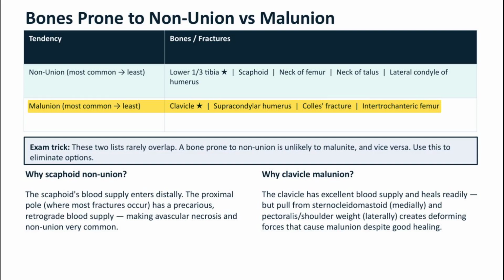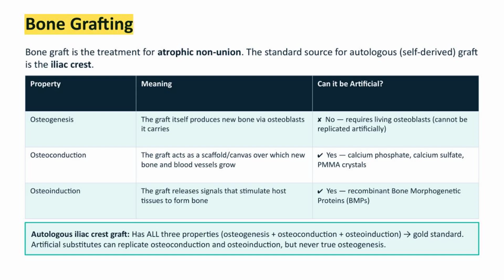These two lists rarely overlap. A bone prone to non-union is unlikely to malunite, and vice versa. Use this to eliminate options. When healing fails completely, that's atrophic non-union. The fix usually involves bone grafting, so let's break that down.